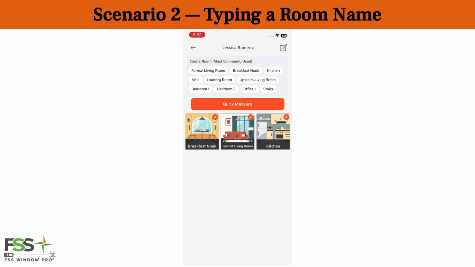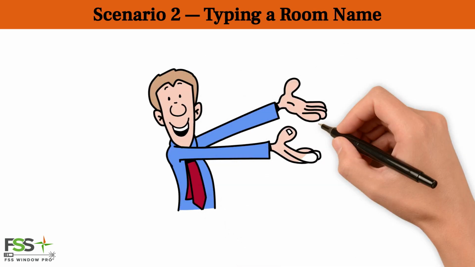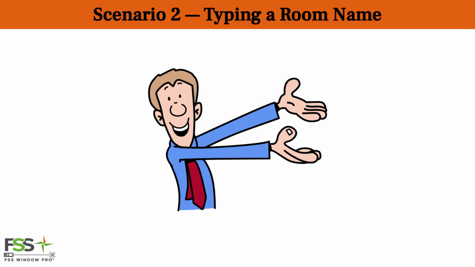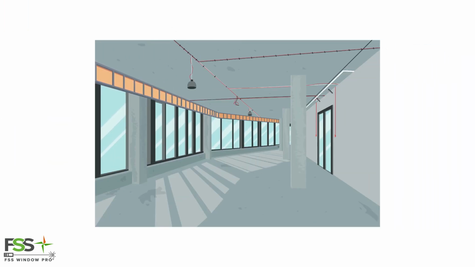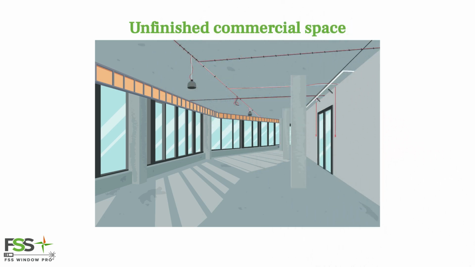Now, when it comes to residential jobs, naming rooms and windows is usually pretty straightforward. But commercial projects can get a little more complicated. So let's go over a couple concepts that will make these types of jobs much easier to organize. First, take a look at this example. This is an unfinished commercial space. There are no walls yet, no offices, no partitions, just open windows around the perimeter of the building.